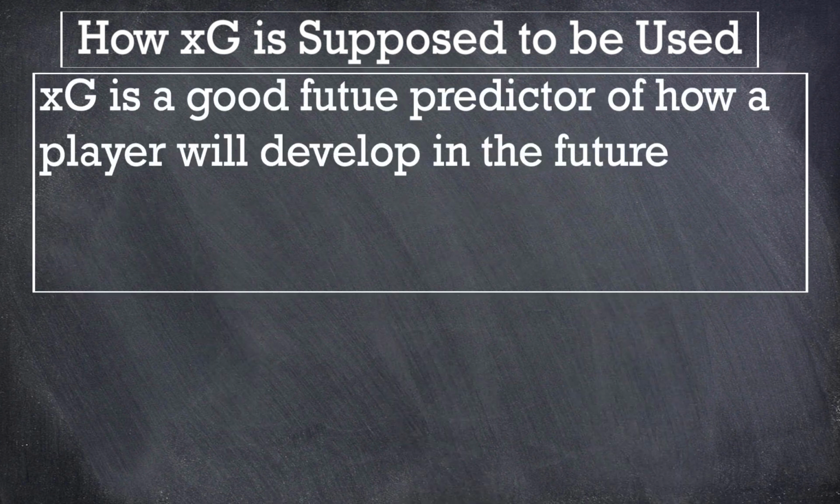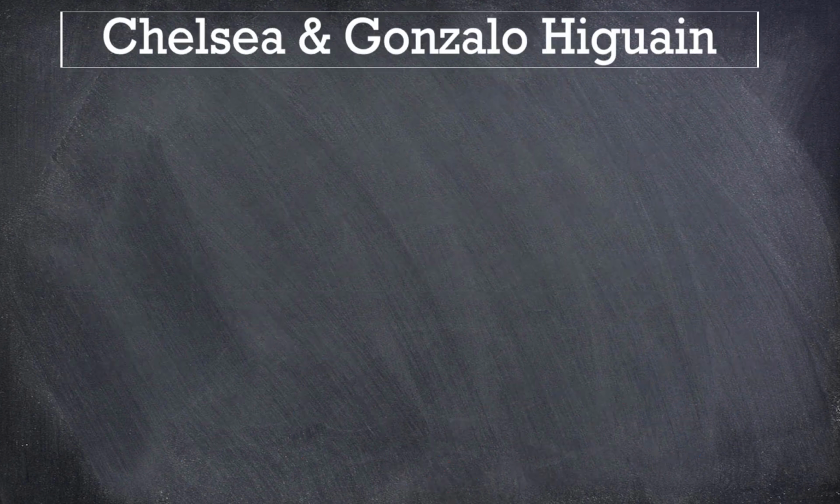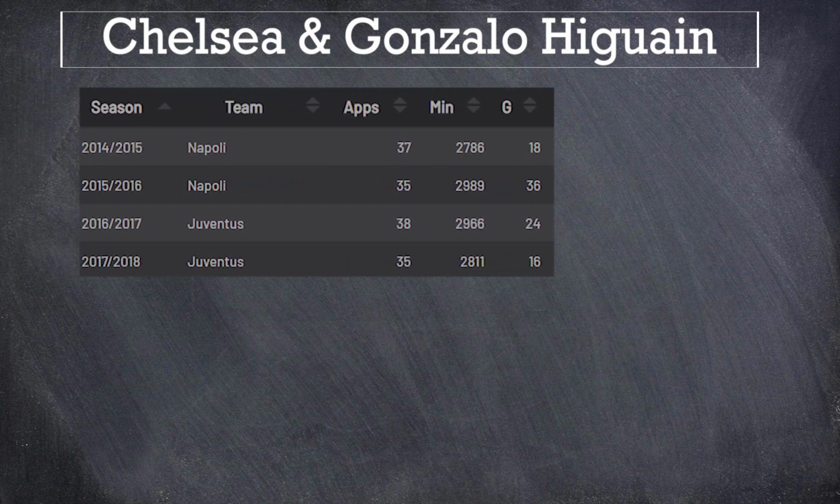What expected goals does is show how a player is likely to develop over the course of their career, because in mathematics, things tend to revert to their mean. So for example, when Chelsea signed Gonzalo Higuain, they could have had a thorough look at his XG. Here are his goals from the past 4 seasons before joining Chelsea.